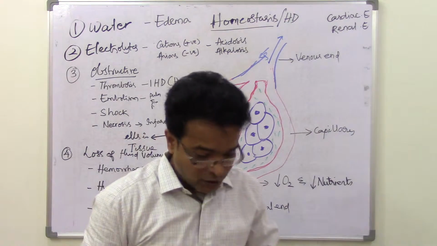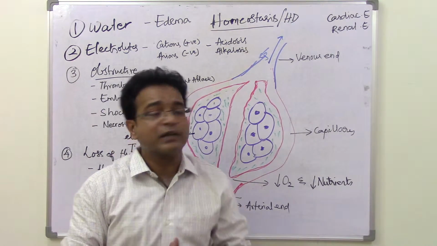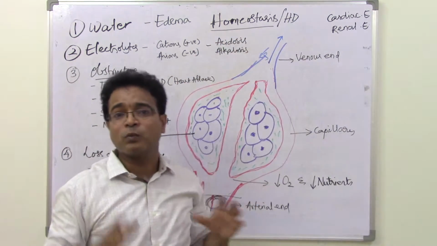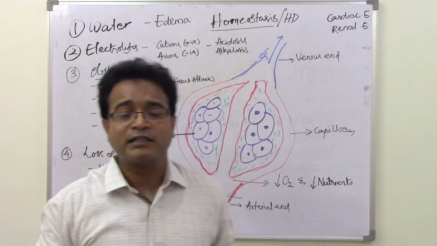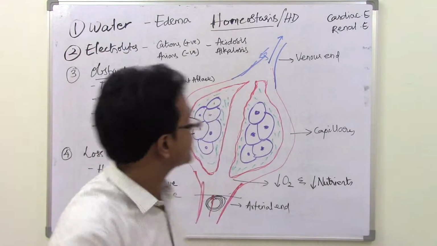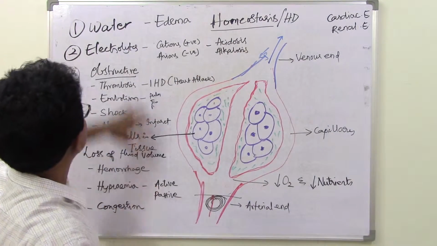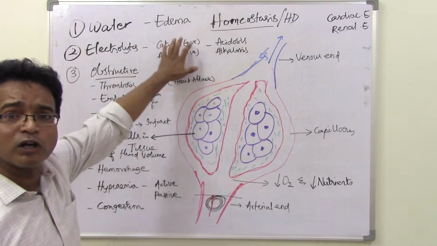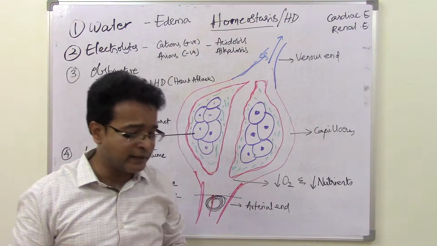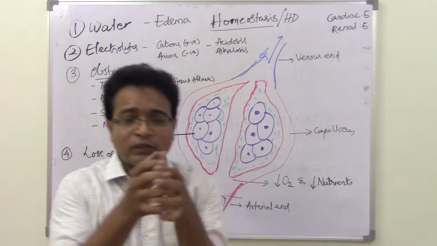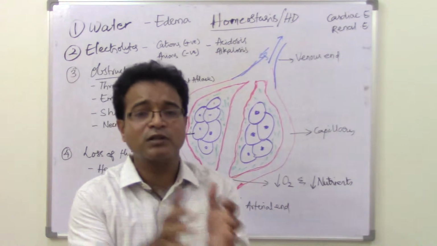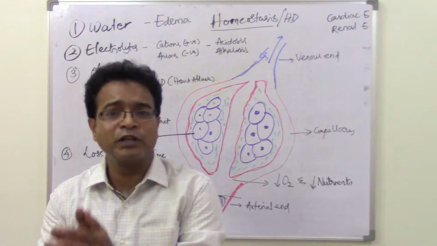Okay, so this particular topic, homeostasis and hemodynamic derangements, is one of the very important chapters. Once you master all the concepts that are involved, so how the body balances the water. Where is water contained? Water is contained in both the extracellular compartment and the intracellular compartment. What is extracellular and what is intracellular? That we need to know.